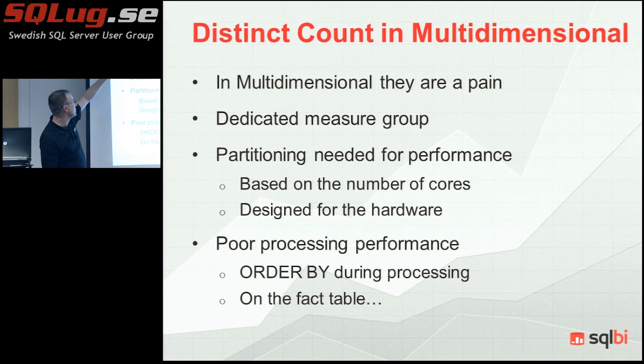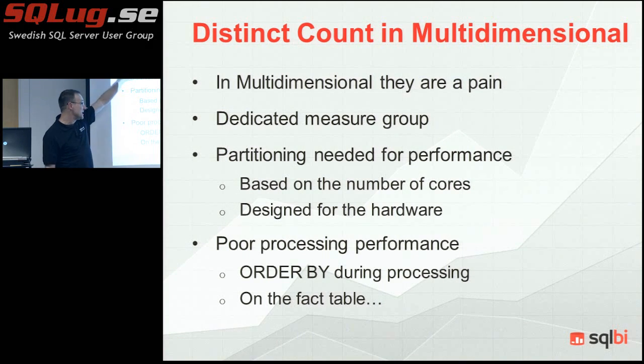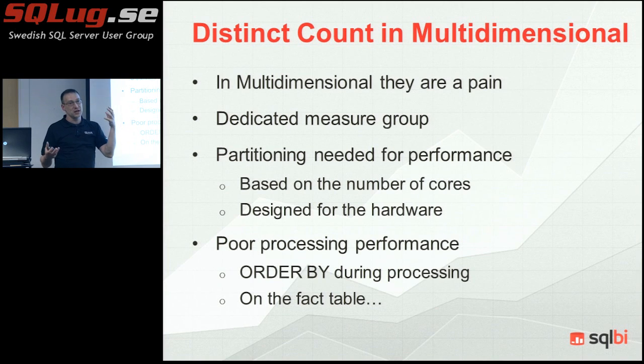In multidimensional, you need a dedicated measure group, partitions, and partitions need to be done on the core level. So if you have a server with 8 cores, you are going to create 8 partitions. If you have 17 cores, you create 17 partitions. So you are designing for the hardware, which is not very smart, but it's the only way to make distinct count run at a decent speed in multidimensional, and then order by during processing. This is craziness, but it's there, and we need to handle that.